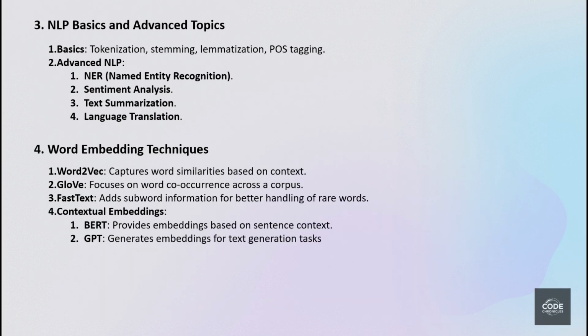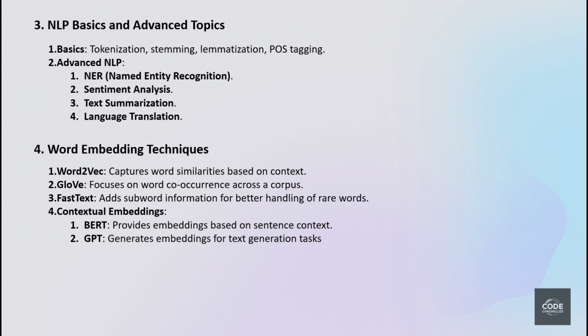For NLP, start with basics like tokenization, stemming, lemmatization, and POS tagging. Advanced NLP involves named entity recognition, sentiment analysis, text summarization, and language translation. Understanding word embeddings is also key.